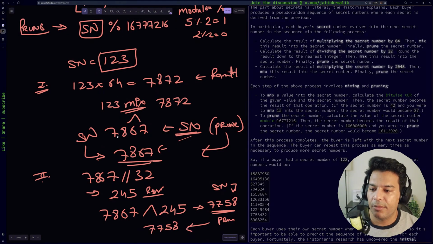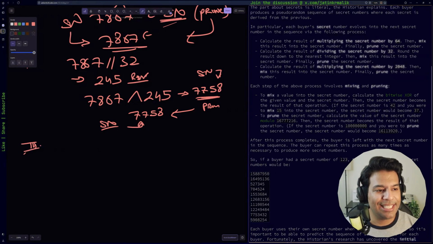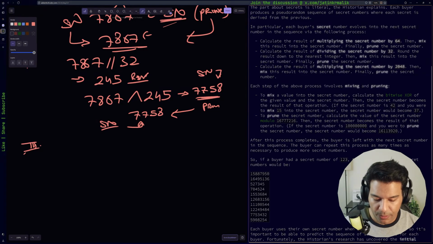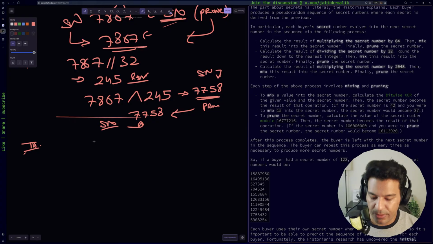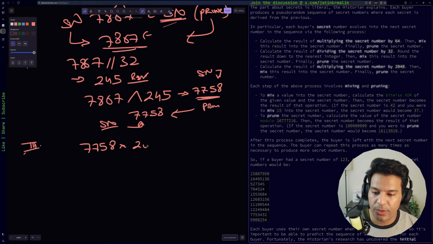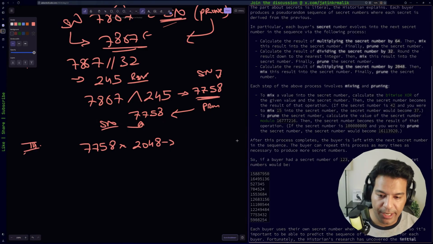Let's make some more space for the third phase. Now this is our secret number. In the final third phase, we have to calculate the result of multiplying the secret number by 2048. So 7758 multiplied by 2048 gives us a value of 1588384.